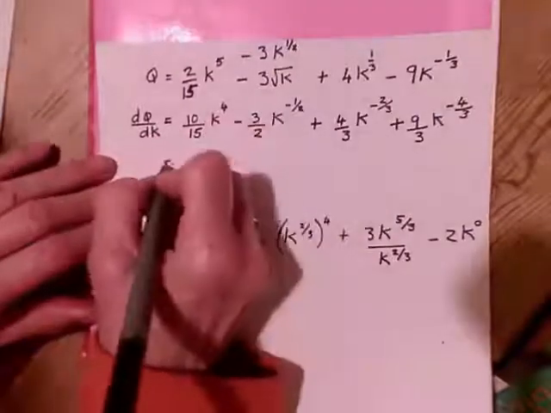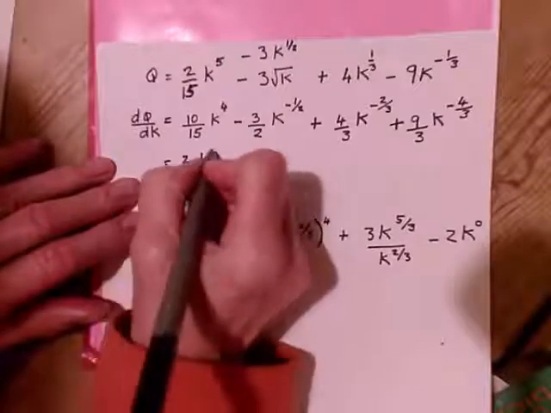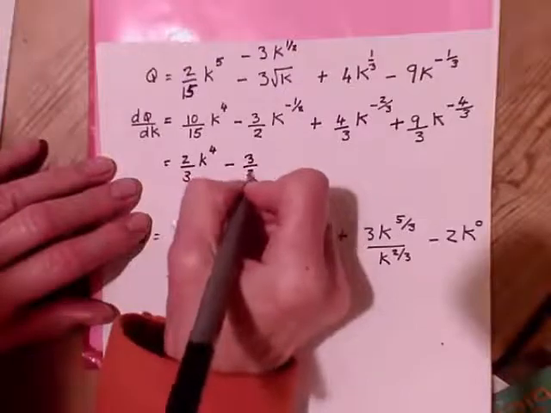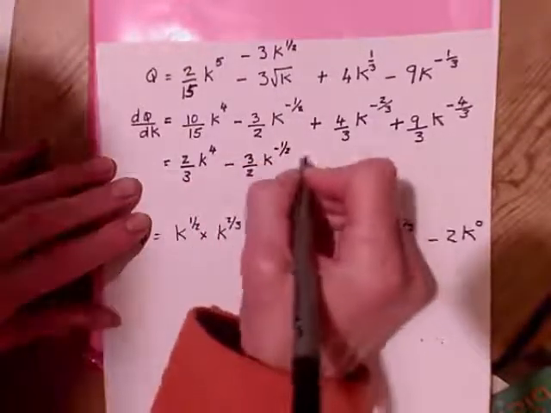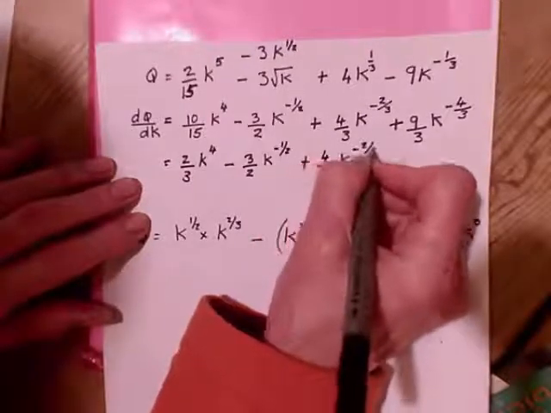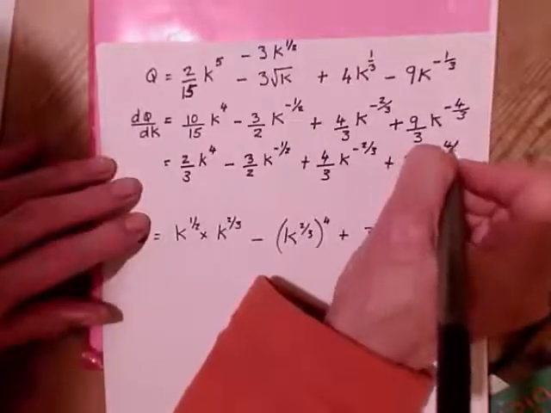So we can just tidy it up. 10 over 15 is the same as 2 over 3 K to the 4, minus 3 over 2 K to the minus a half, plus 4 over 3 K to the minus 2/3, plus 3 K to the minus 4/3.